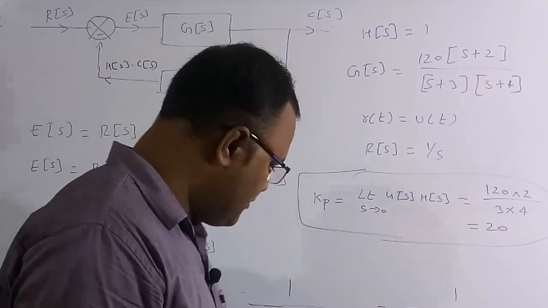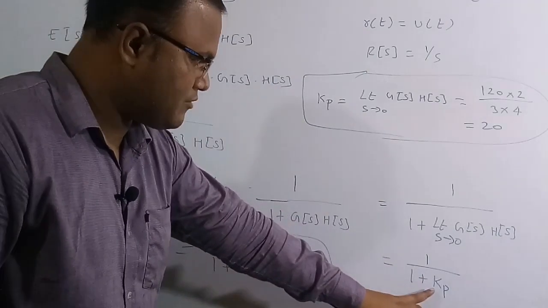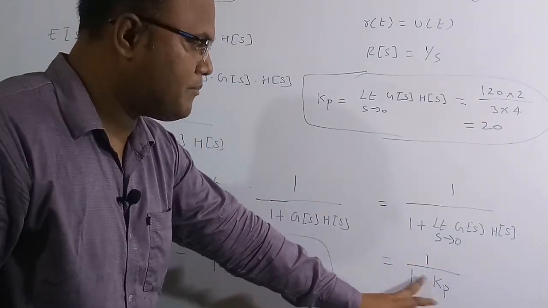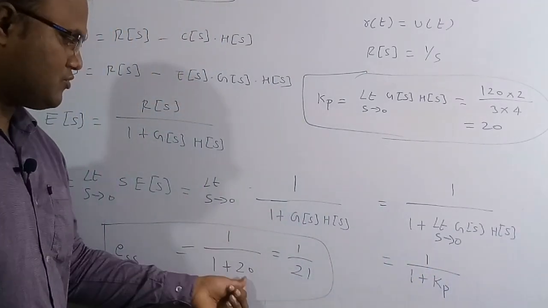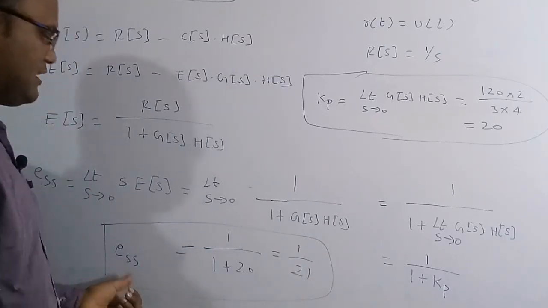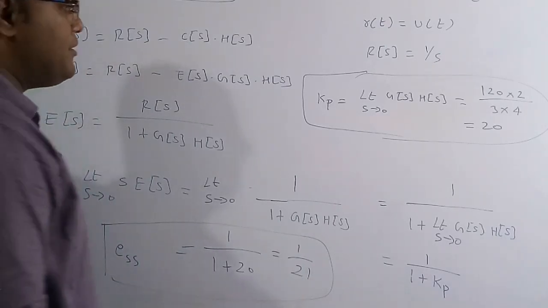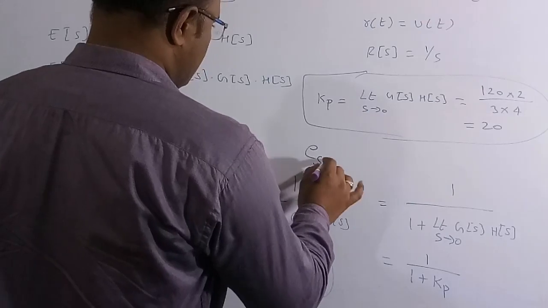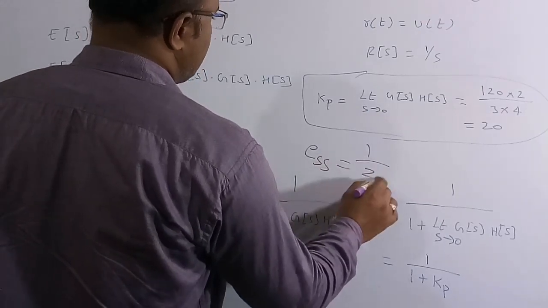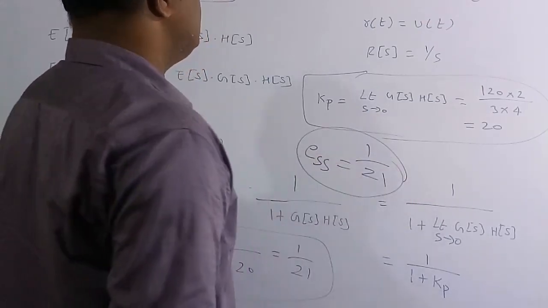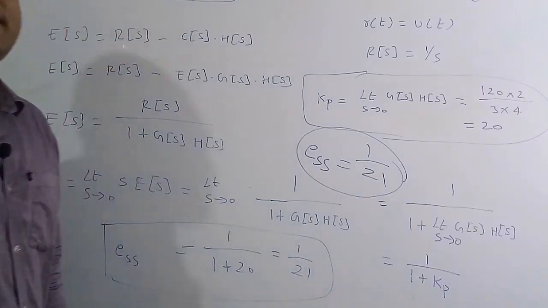So substitute here, in place of KP substitute 20. Therefore 1 by 1 plus 20, which is equal to 1 by 21. So the steady state error value is equal to 1 by 21, which is the correct solution of this question. So this is the steady state error between the desired input and the desired output at the steady state value. Now we are going to solve the 25th question.